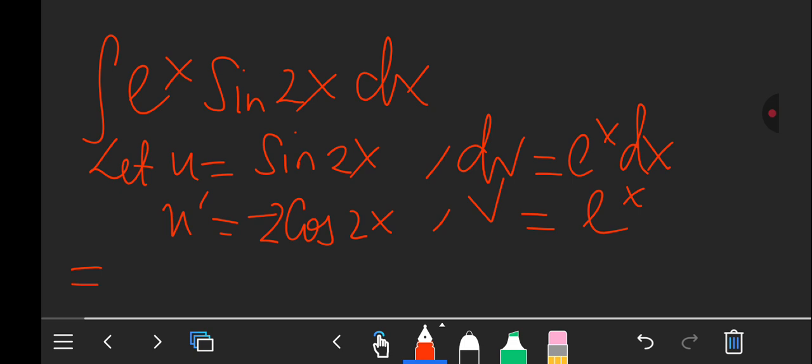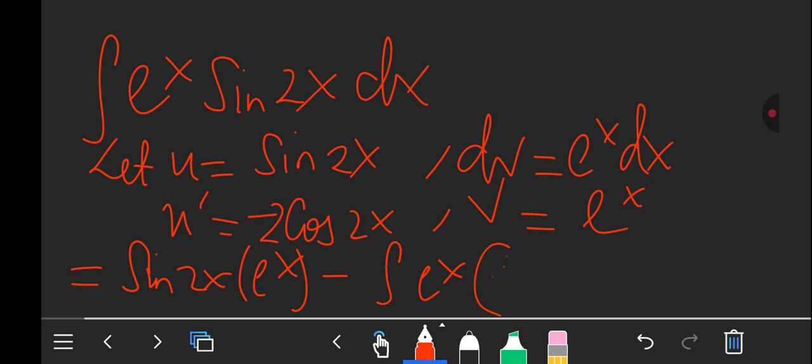Then I'll use the formula which we now know. What is my u? My u is sine 2x. Then v. My v is e to the power x, minus integral of my v again, e to the power x, multiplied by my du. My du is the derivative there, which is 2 cos 2x. Then I'll put dx. So whenever you differentiate this, you put dx.